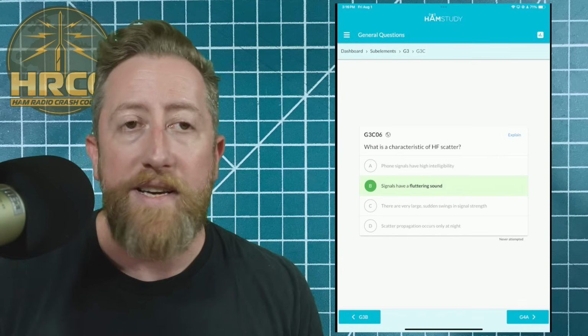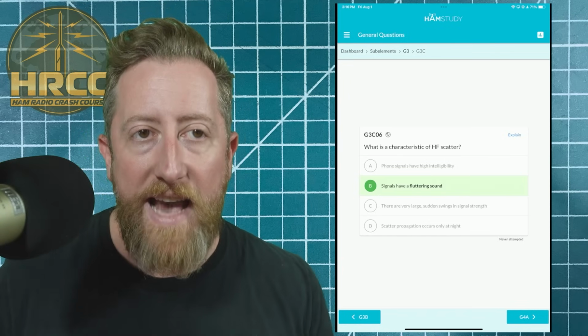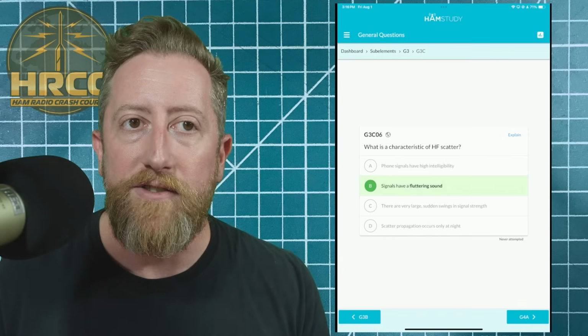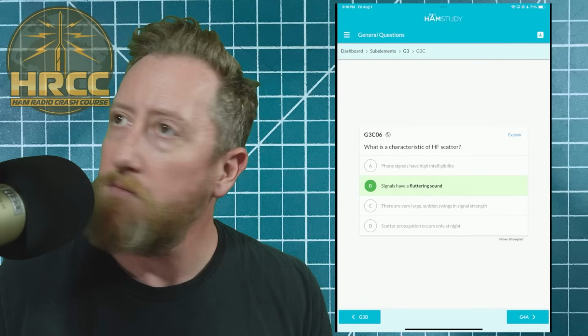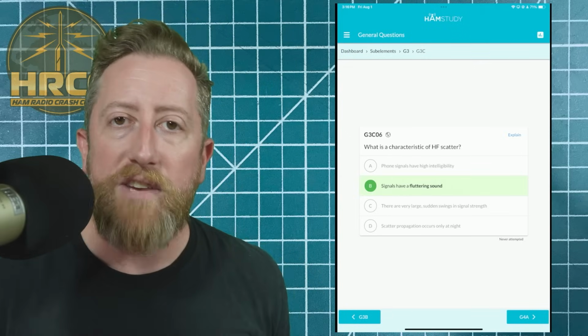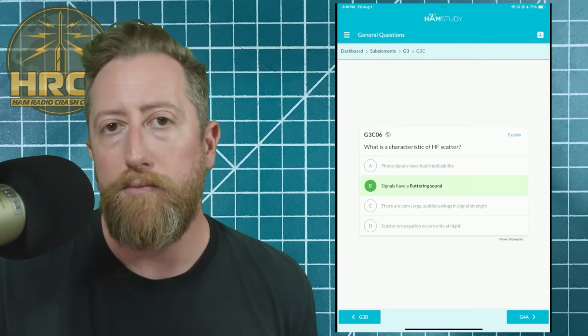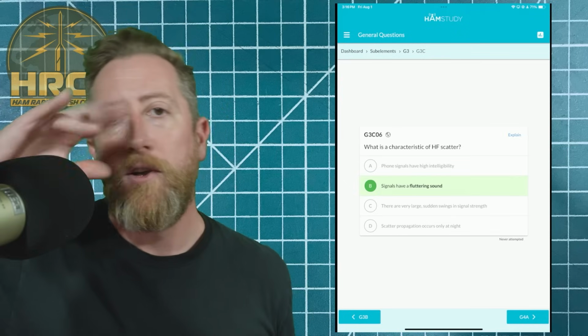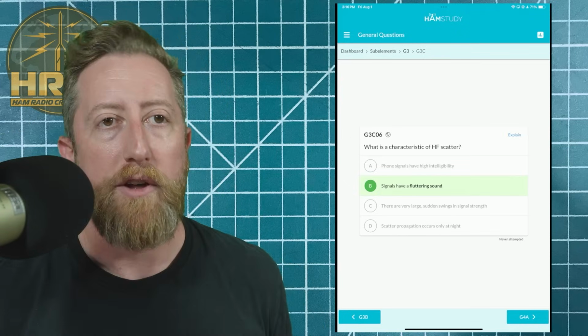Question 6. What is a characteristic of HF scatter? And B, the signals have a fluttering sound. Okay. Remember that. HF scatter. We're scattering our signal all over the place, and they'll have a weird audio flutter to them.